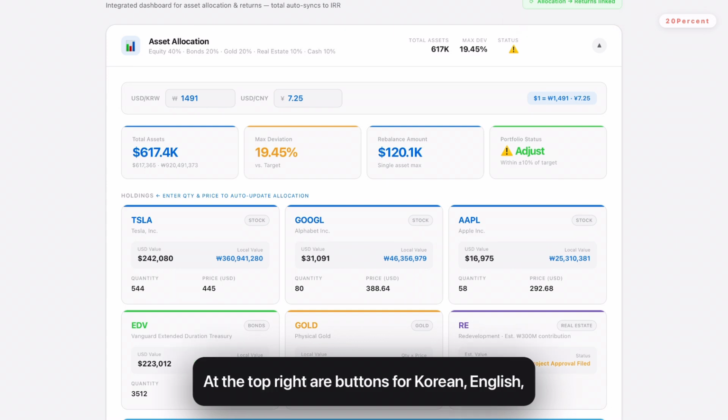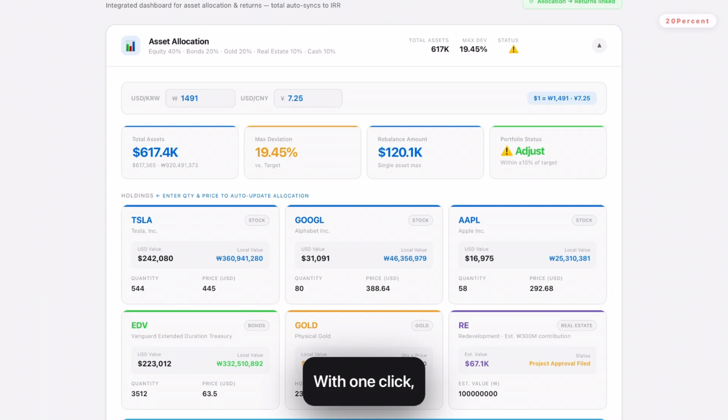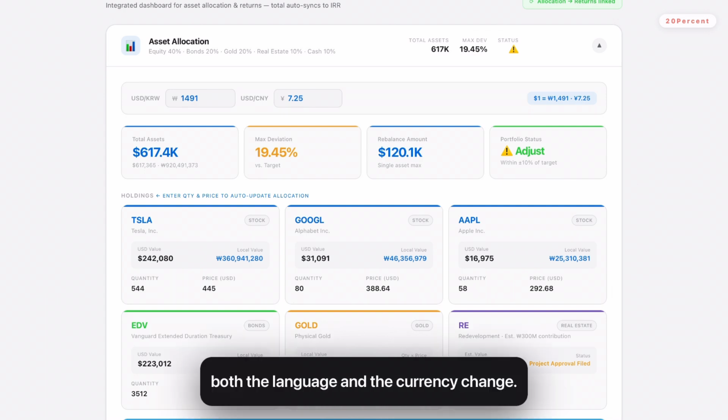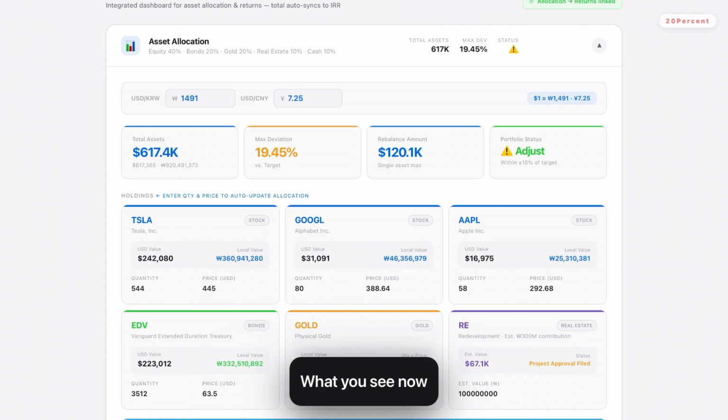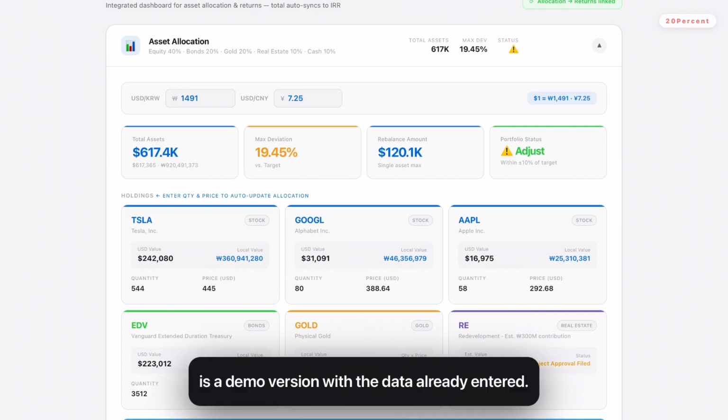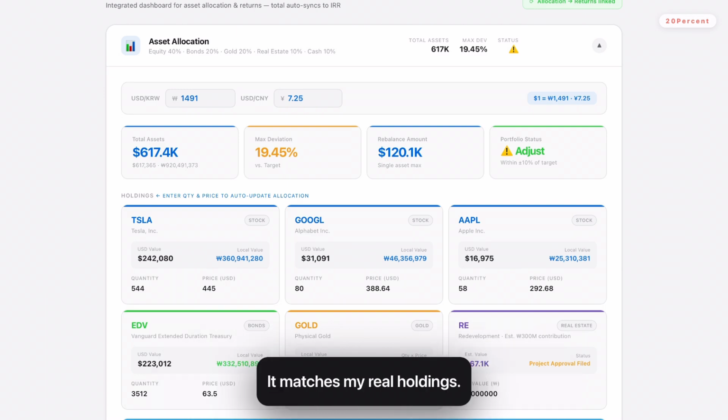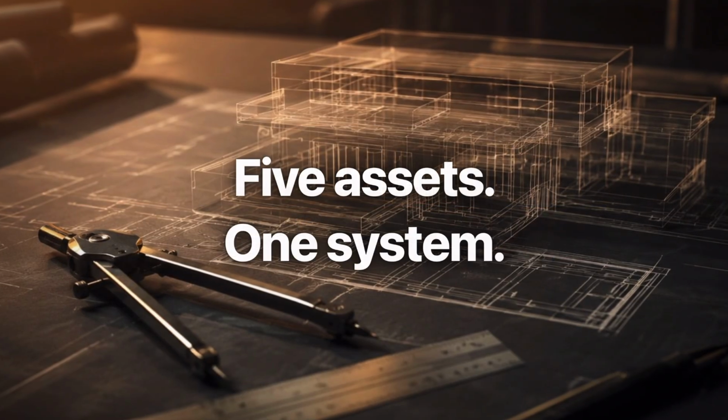At the top right are buttons for Korean, English, and Chinese. With one click, both the language and the currency change. I'll show you that later in the video. What you see now is a demo version with the data already entered. It matches my real holdings. Only the prices can change over time.